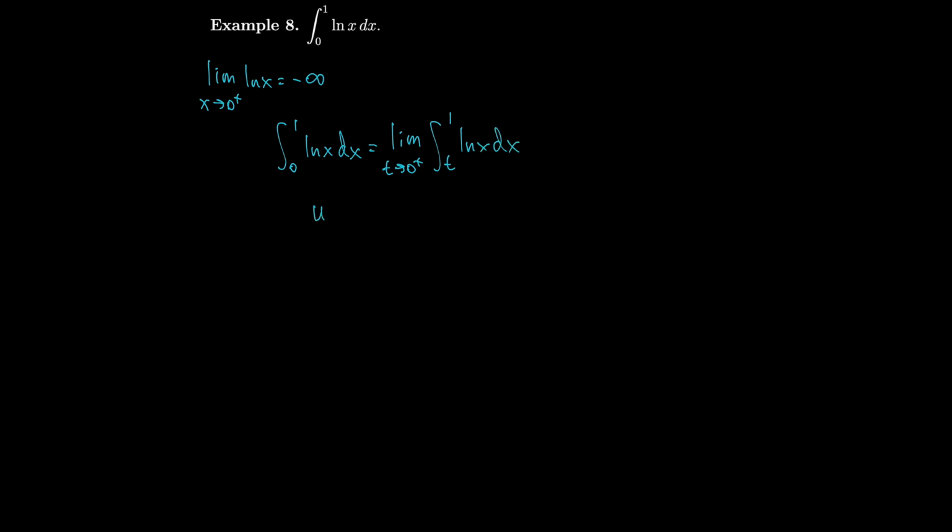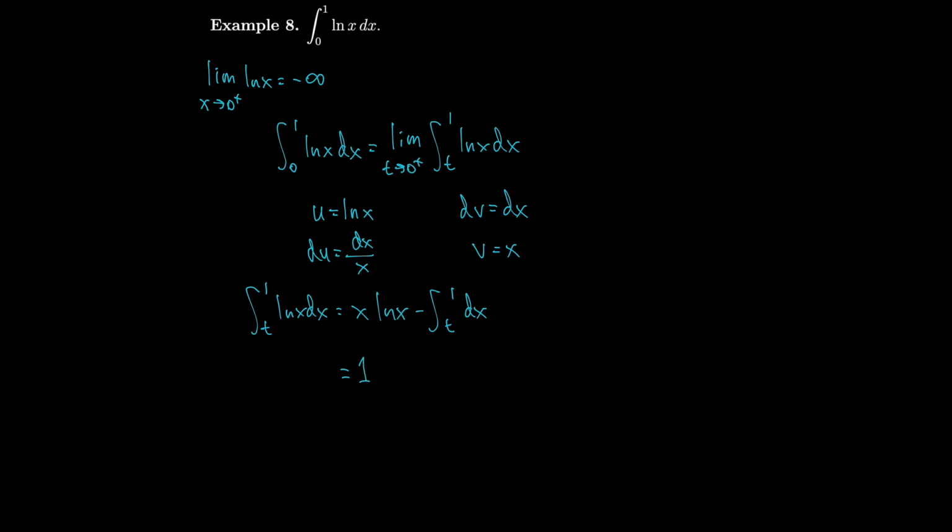As we've integrated natural log before, we use uv substitution, integration by parts. So u is equal to ln x, dv is equal to dx. That means that du is equal to dx over x, and v is equal to x. So we get that this integral from t to 1 of ln x dx is equal to uv, x ln x, minus the integral of v du, so the integral from t to 1 of dx. So that's equal to 1 times ln 1 minus t ln t, minus 1 minus t. Because we have to evaluate this from t to 1, which I forgot to write.